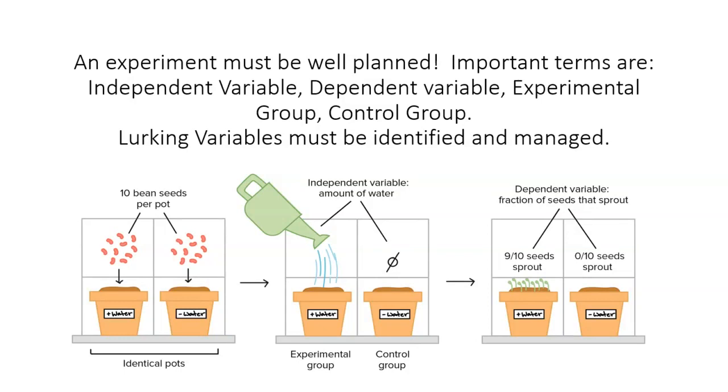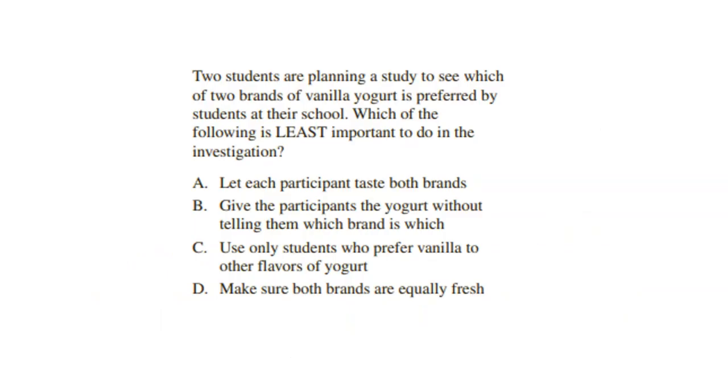Okay, so next thing I want to do is just go ahead and give you some examples with simple isolated questions that HiSET might present to you. And then I'm going to go to some more involved questions that you will definitely see on the HiSET as well. Okay, so in this first one, 2 students are planning a study to see which of 2 brands of vanilla yogurt is preferred by the students at their school. Which of the following is least important to do in the investigation?